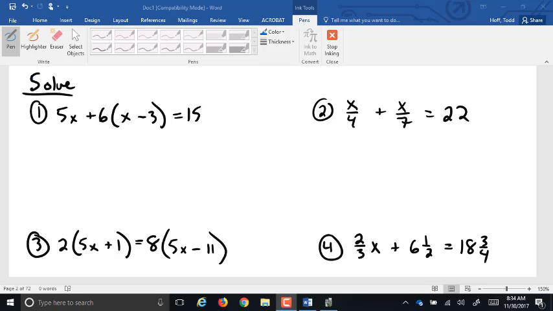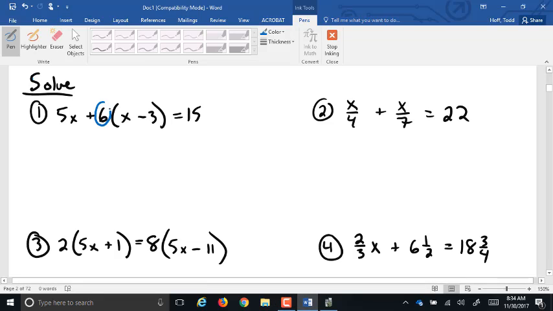For number 1 here, we see the parentheses, which should always scream at us, do something here first. There's only one set of parentheses. We check and there's nothing that can be done inside the parentheses. So what needs to be done to the parentheses is multiplying by the 6.